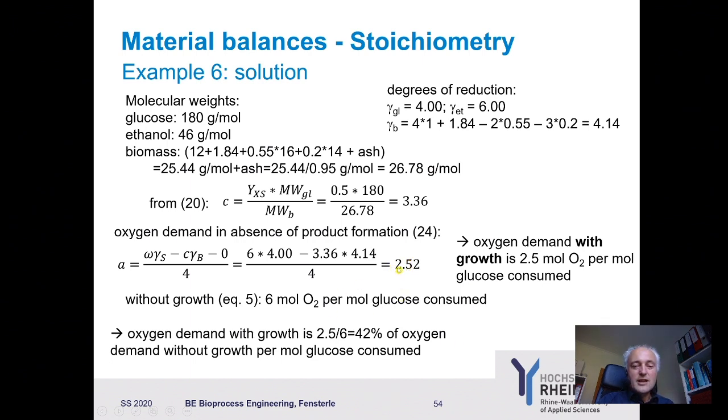So of course we can calculate the percentage. 2.5 divided by 6. So that means that with growth we only need 42% of the oxygen compared to without growth. That's clear because some electrons go into the biomass and not into oxygen. You need less oxygen if you have growth in contrast to without growth.